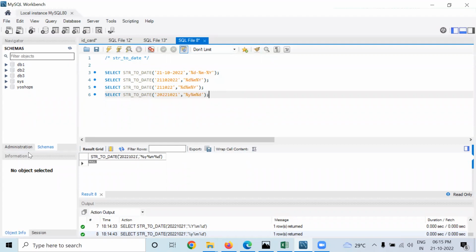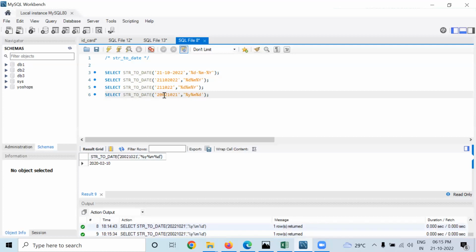The thing is that only this much part is taken as year, that means 20. And this one is taken as month, which is not possible. The 22nd month is not possible. This one is taken as date. If I am making it 02, let us see what is the change. Control Enter. Now it is properly showing, right?